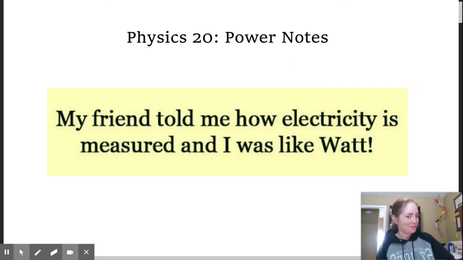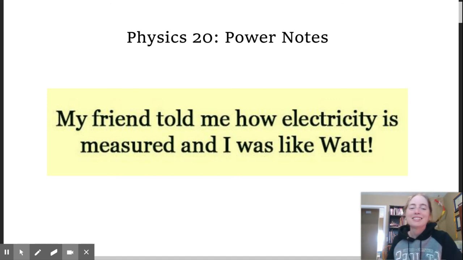It's a very powerful lesson. Yeah, pun intended. So, ladies and gentlemen, enjoy the pun on the screen too in your notes. What? How electricity is measured? What? Yeah, it's a good one.